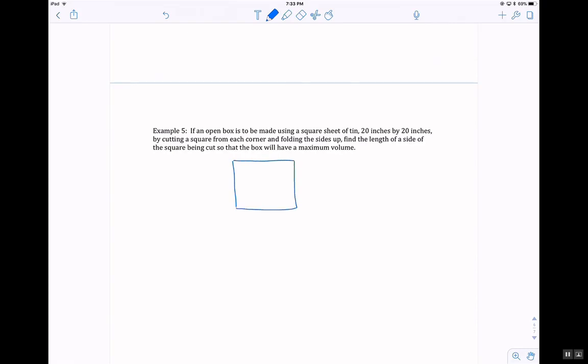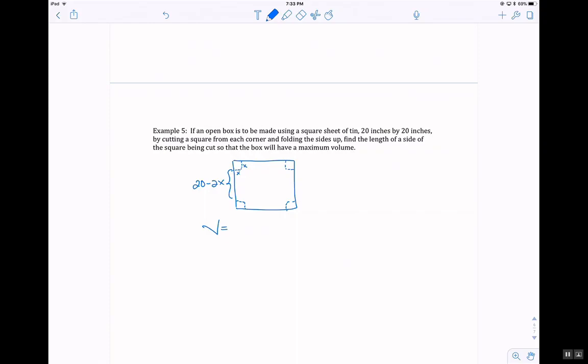So now we have our next example. Open box made using a square sheet of tin. So to make an open box, I actually have to cut some sides out. So 20 inches by 20 inches, cutting a square from each corner, folding the sides up, find the length of the side of the square being cut so the box has a maximum volume. So we're going to let these be x. So then that means that this distance here is 20 minus 2x.